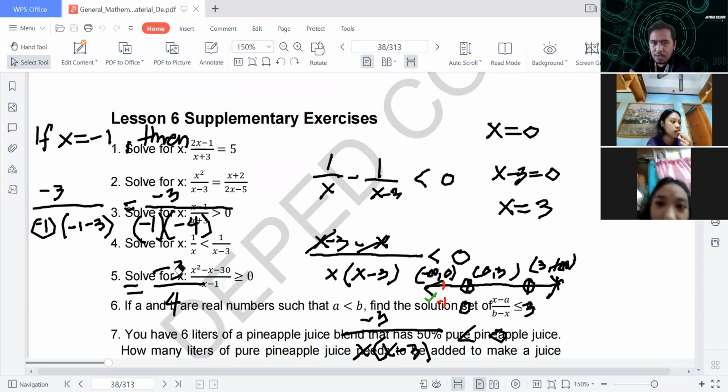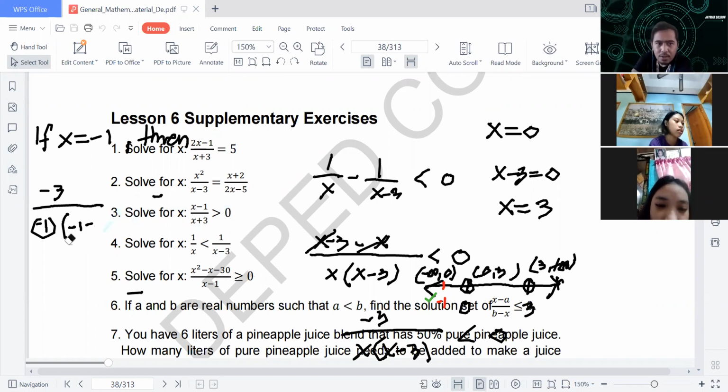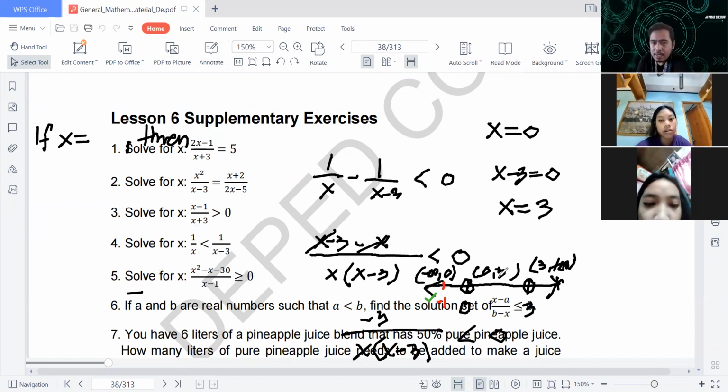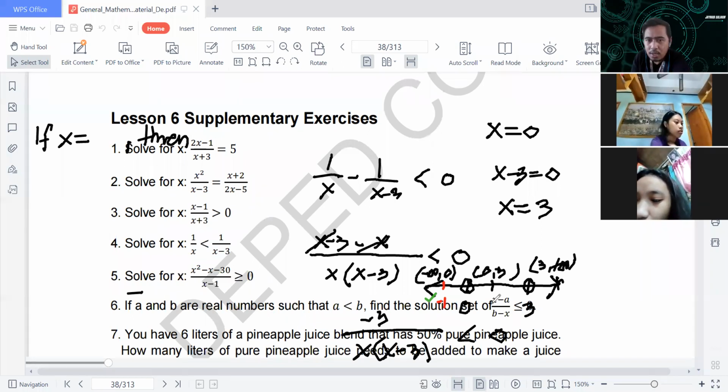So let's proceed with the next interval. The next interval that we have is the open interval from 0 to 3. So what number can we use here? Any suggestion? 2, sir. Yes, 2 is here. It can also be 1 or any decimal that you can choose. So let us just choose 2.